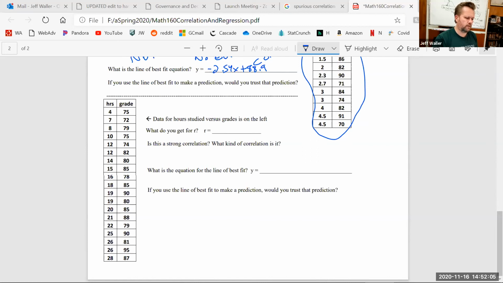Oh, you mean how do you get the line to show up in the calculator? Is that what you're asking? Yes. So you just hit the Y equals button and put it in the equation.